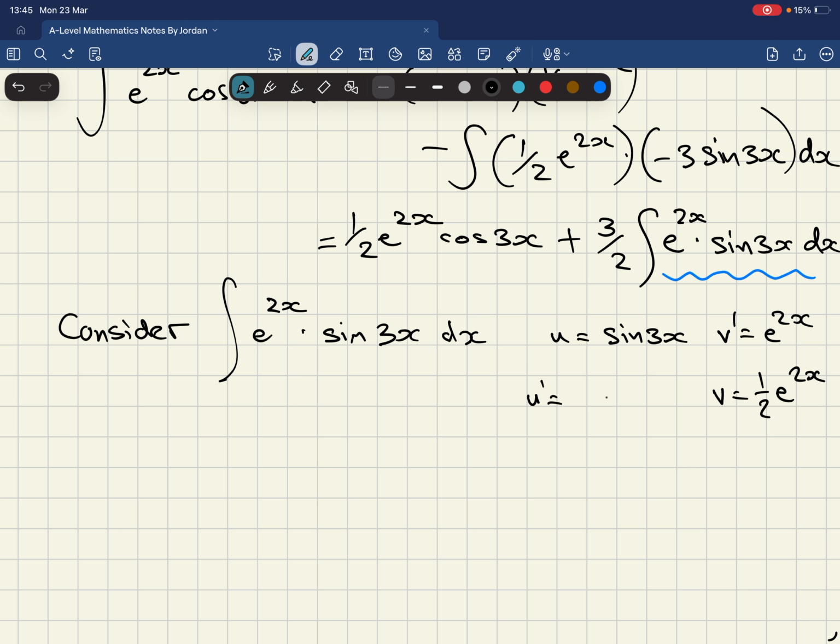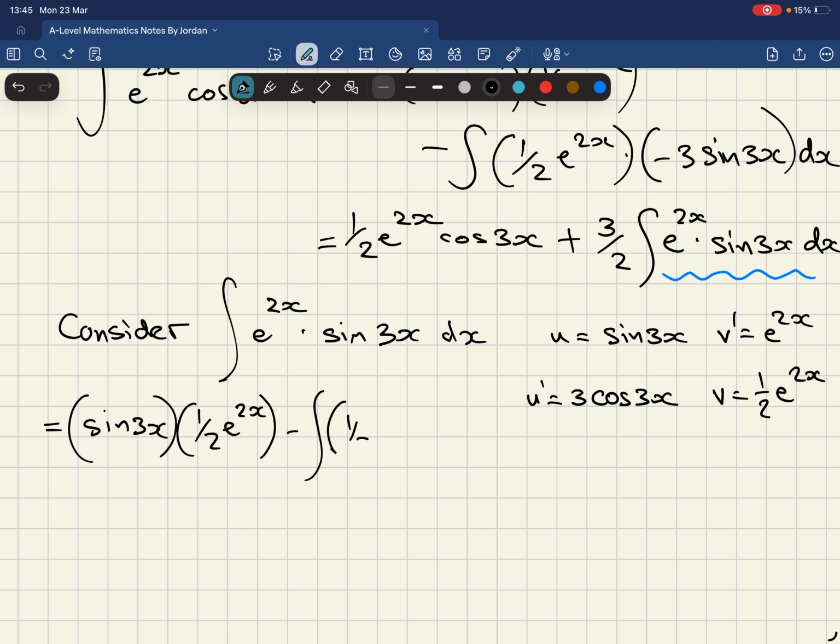And u dash is nice and easy. Bring the 3, so you're going to cos. There we go. And so if we write this one out, we need uv, which will be sine 3x times 1/2 e to the 2x. Then we have minus the integral of v u dash. So v again is half e to the 2x, and u dash here is 3 cos 3x dx.